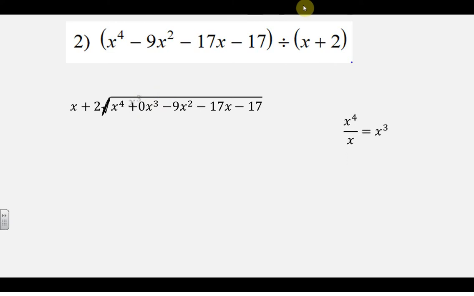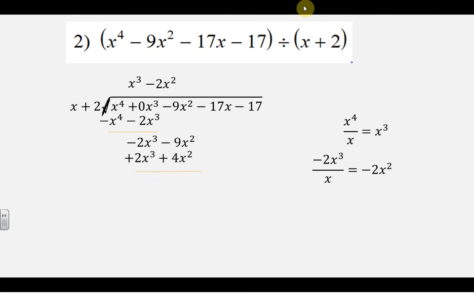You take x to the 4th divided by x, you get x cubed. You multiply through, changing both the signs, add down, and then drop down the next one, and then keep going. Negative 2x cubed divided by x is negative 2x squared. You go through and multiply, changing both the signs. And negative 5x squared, you drop down the negative 17x. You do it one more time. Negative 5x, you put it up there. You multiply through. Again, changing both the signs.